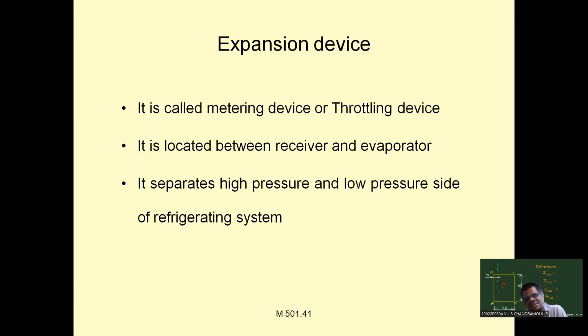And this separates the high pressure and low pressure sides of the refrigerant. The refrigerant before entering the expansion device has high pressure, and the refrigerant which leaves the expansion device will have low pressure. As the pressure is decreased in this expansion device, it acts as a barrier between the high pressure and low pressure zones. So it's not a barrier, it is a separation.